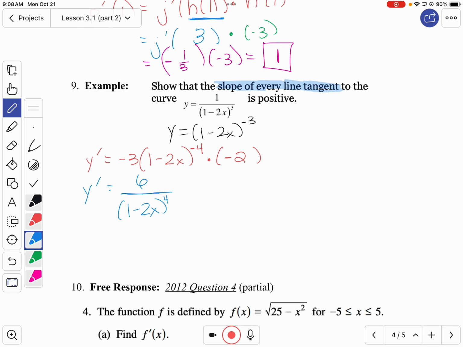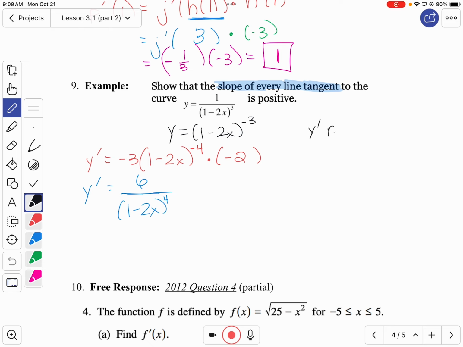Okay. Is it true that no matter what x I put in there, I'm going to get a positive number as a result? Yeah. Okay, why? It's to the 4th. It's to the 4th power. We know the numerator's positive. As long as the denominator is always positive, a positive divided by a positive is positive, okay? So this would be our explanation, okay?